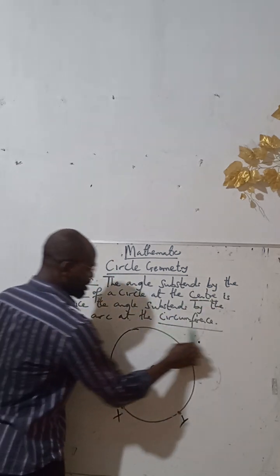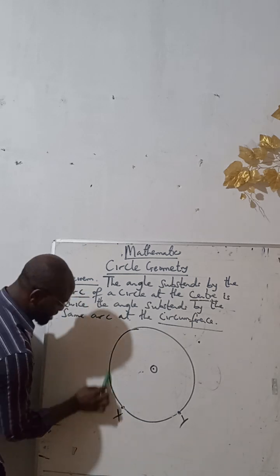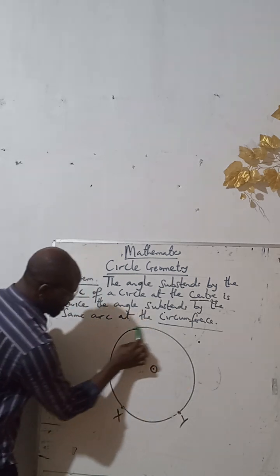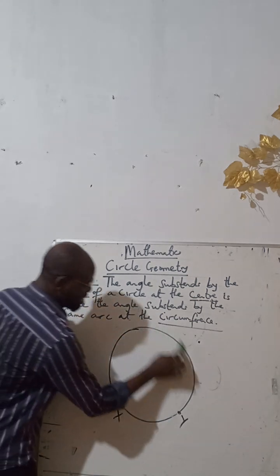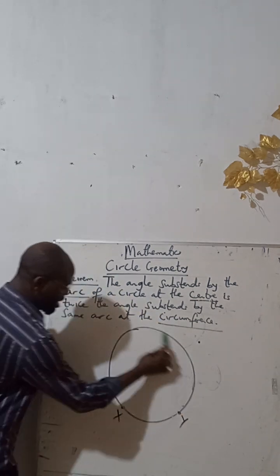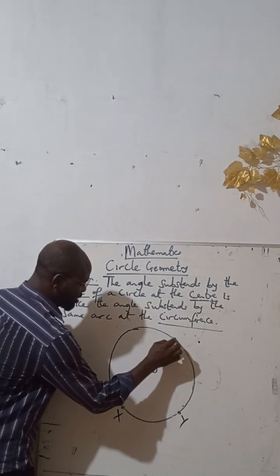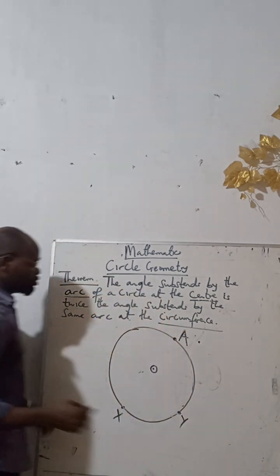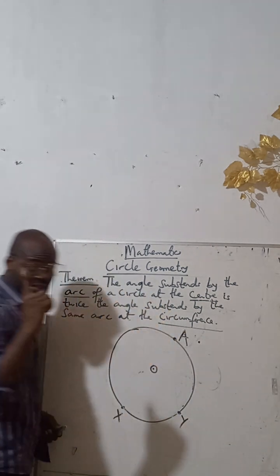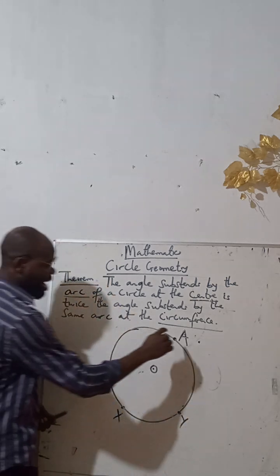Then the next one is the circumference. Your circumference is any part here. Just make sure the point you are locating is not inside the arc. So it can be anywhere here. Let me choose a point; I can choose anywhere I like. Let me call that one point A. So three things: the arc, that's the first thing, the center, second thing, and the circumference.